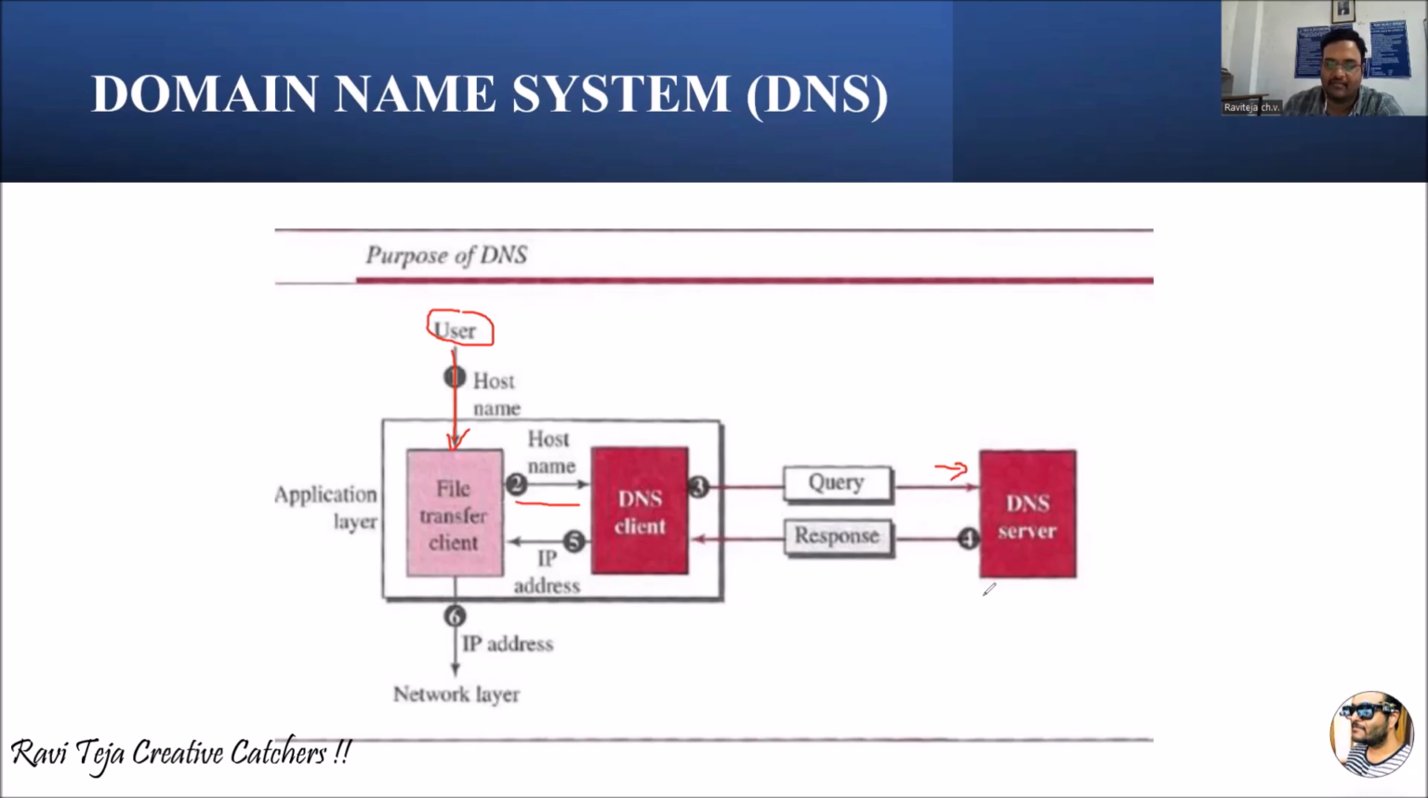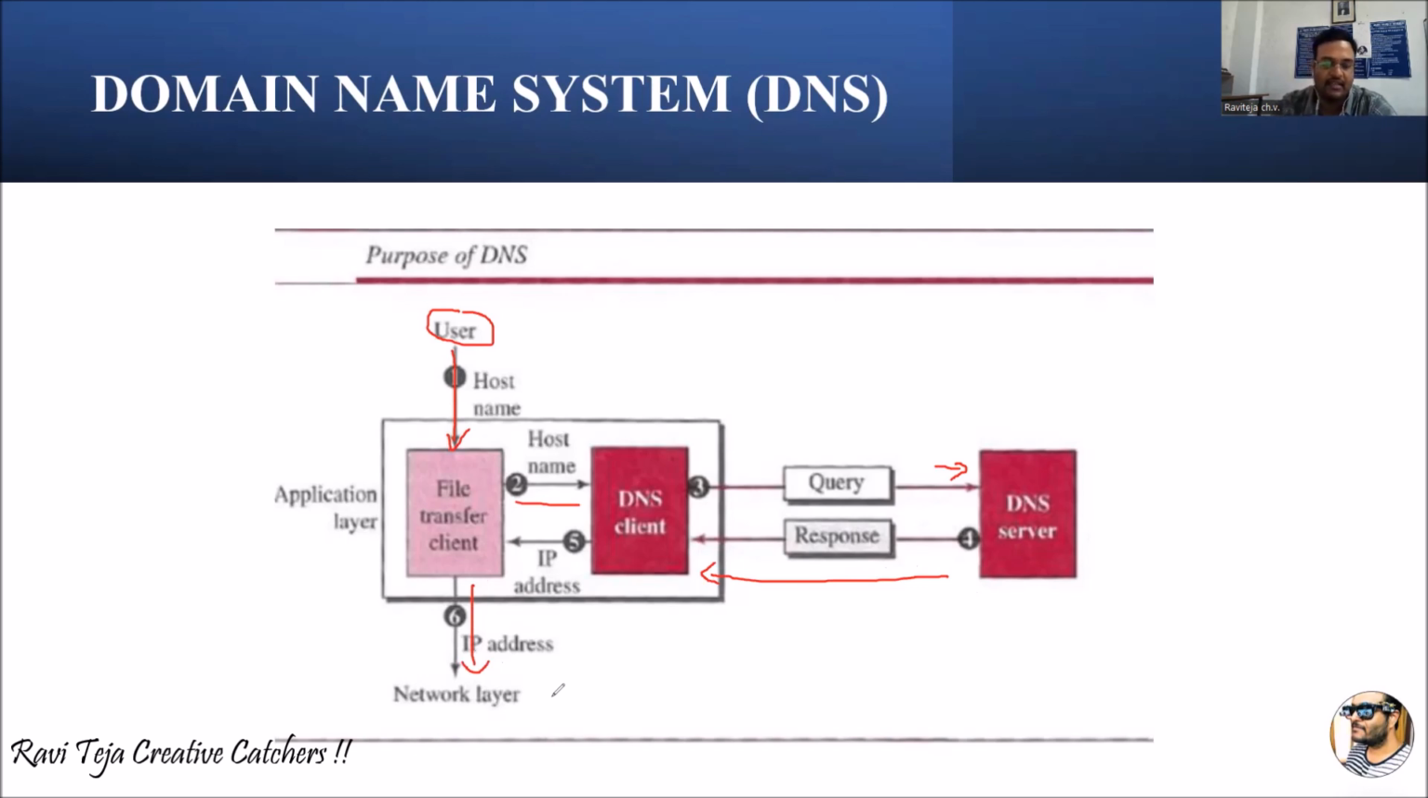Once the server takes the query, it sends a response back to the DNS client. From the DNS client, using an IP address, it goes to the file transfer client, and through this file transfer client, using an IP address, it goes to the network layer, where they want to display this particular data onto the web page.